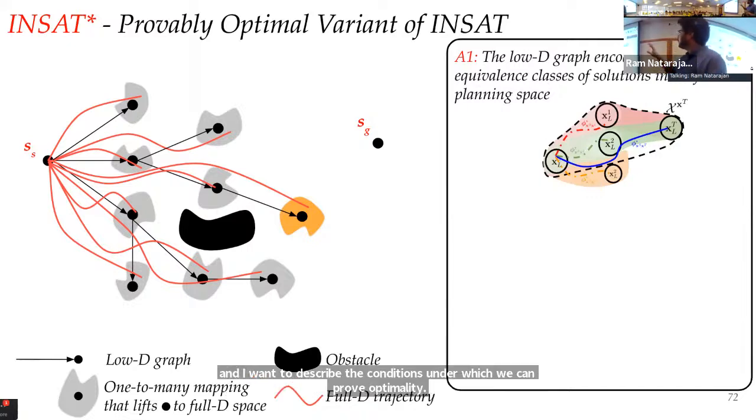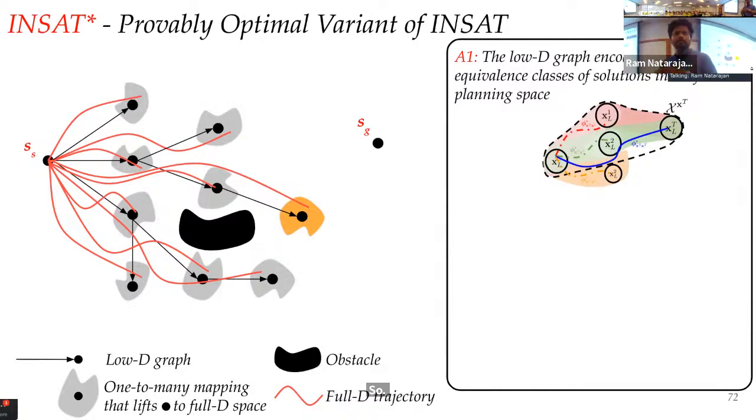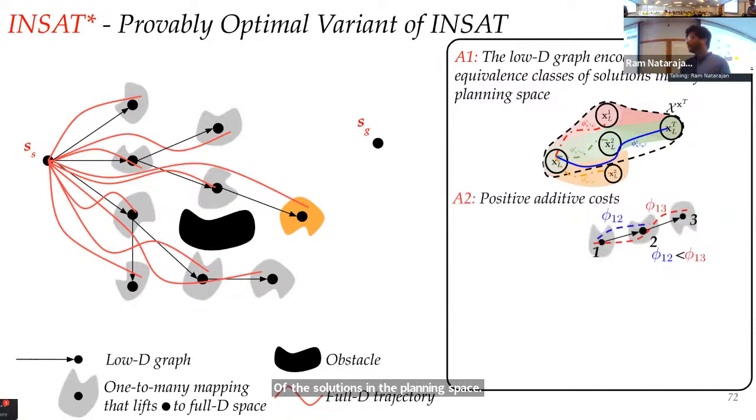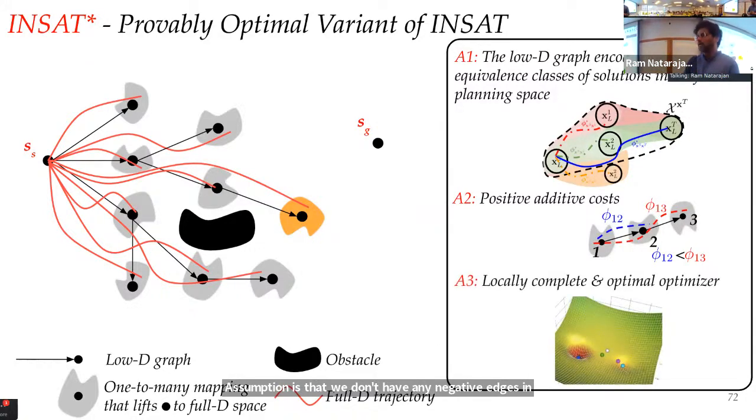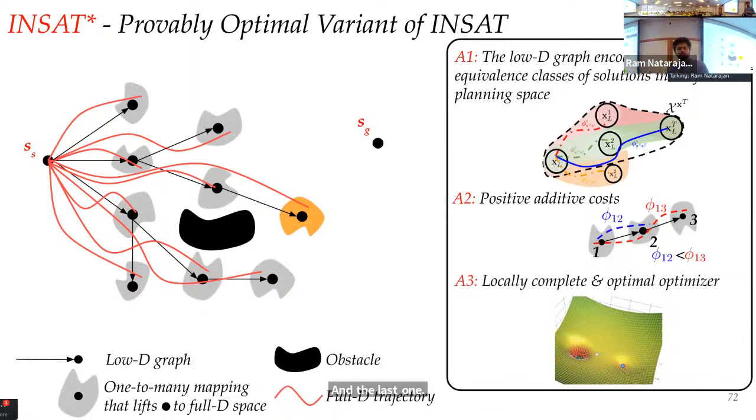The first assumption is that the low dimensional graph is a good abstraction, meaning that it can encode all the equivalence classes of the solutions in the planning space. Assumption 2 is that we don't have any negative edges in our search space. This is a very standard assumption in search. And the last one is that we have a locally complete and optimal optimizer.